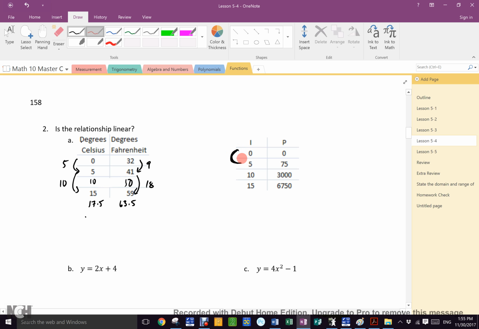All right. So, what's this going up by? 5. What's that going up by? 75. Is it linear? So far. What's that going up by? 2,925. Nope. Non-linear.